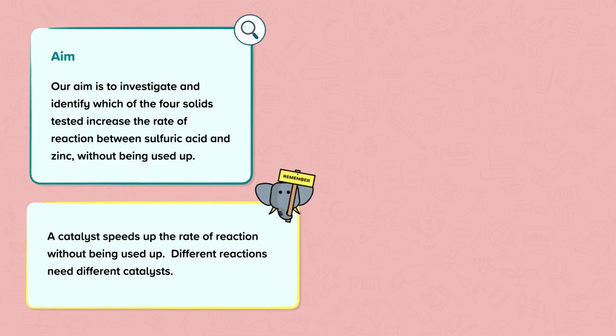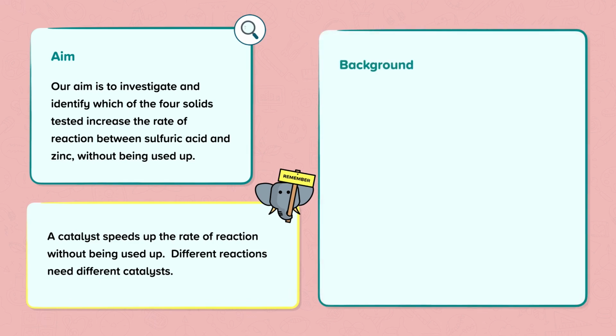Remember, a catalyst speeds up the rate of reaction without being used up. Different reactions need different catalysts. Background. When a chemical reaction occurs, the rate of reaction can vary.